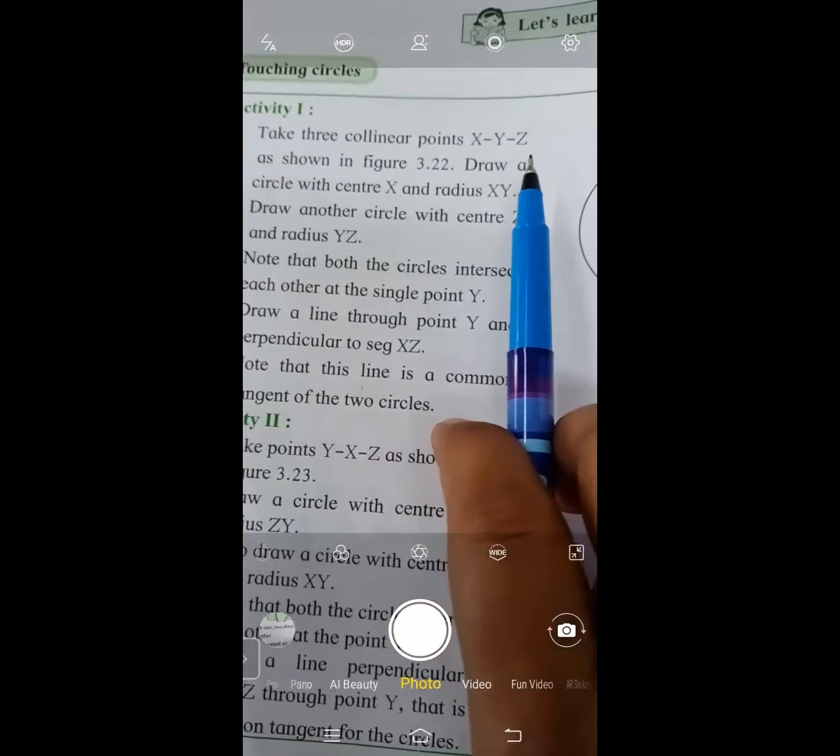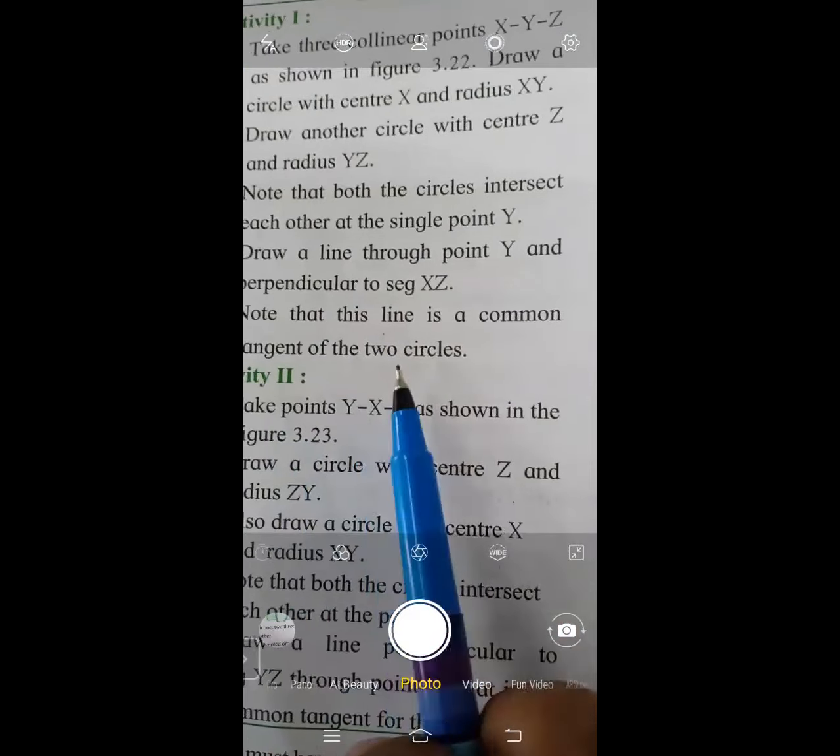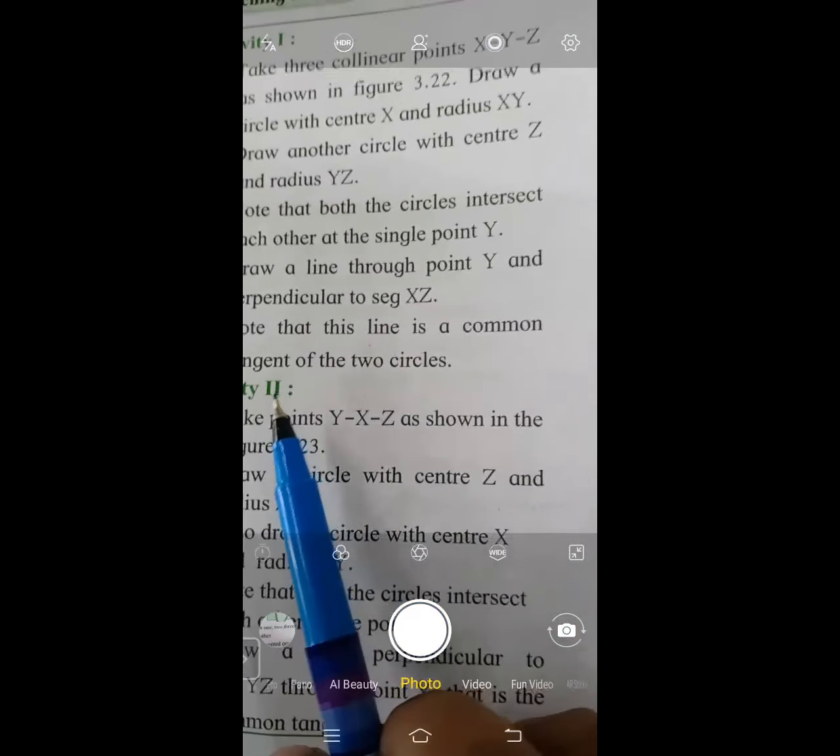As shown in the figure 3.22, draw a circle with center x and radius xy. Draw another circle with center z and radius yz. Note that both the circles intersect each other at the single point y. Draw a line through point y and perpendicular to segment xz. Note that this line is a common tangent to the two circles. Okay, so we will go through this activity.